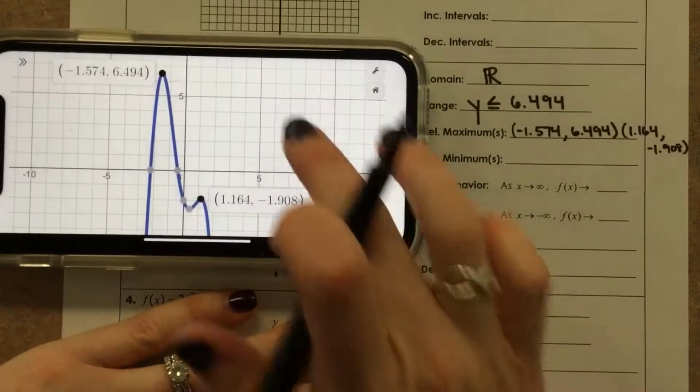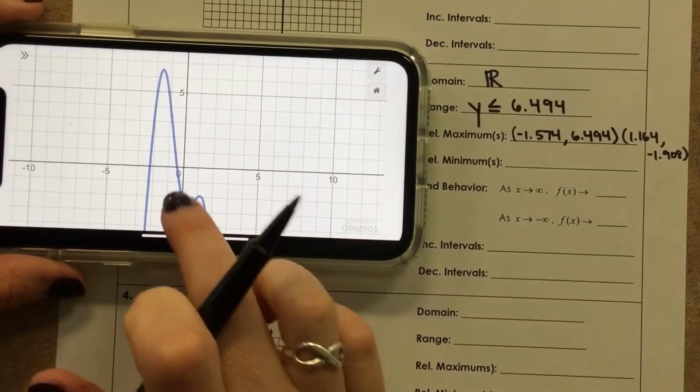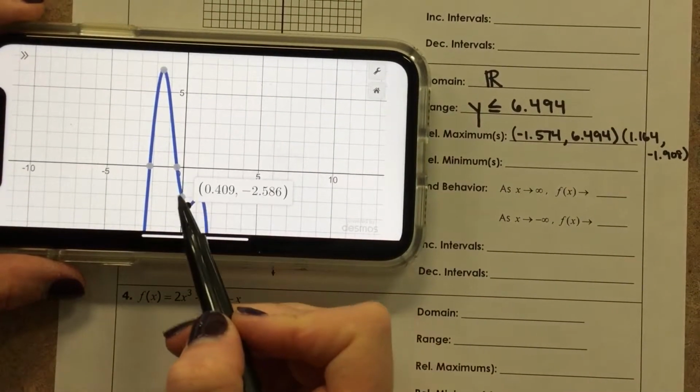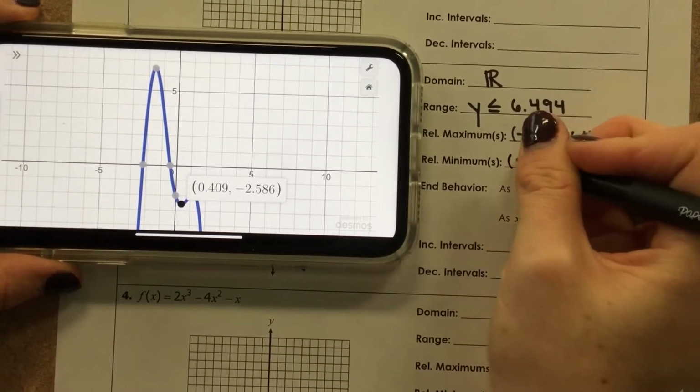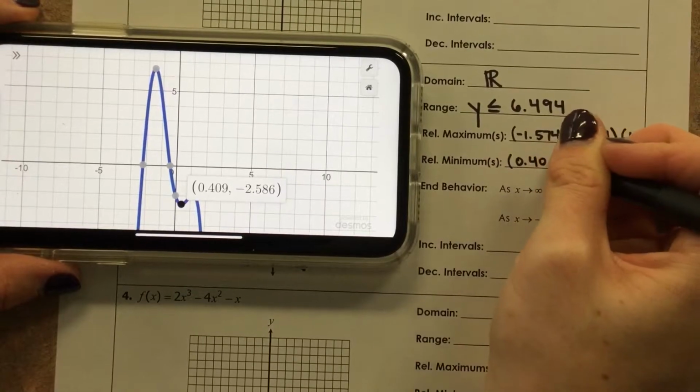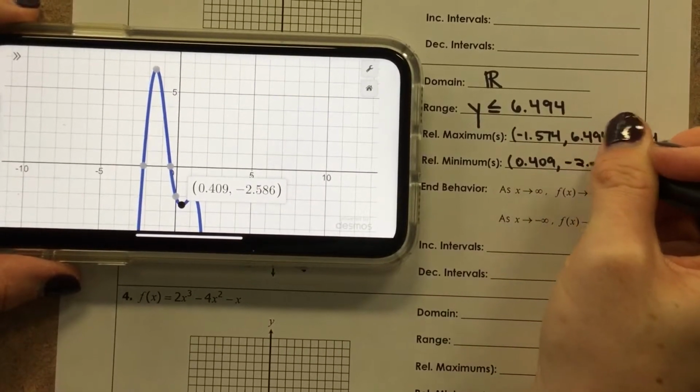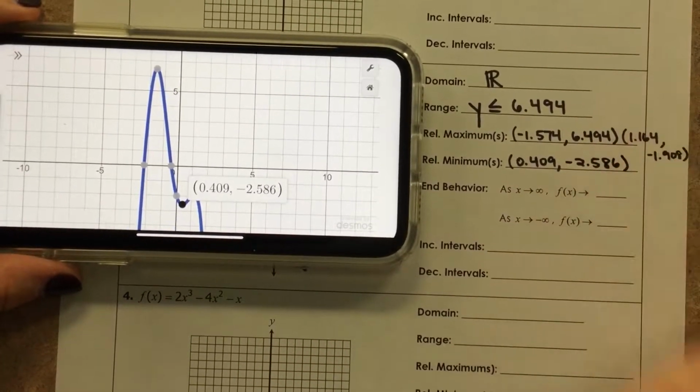And then relative minimum is just this little valley of the graph right here. It's going down, turns around for just a second. So that is a minimum point, like a little valley on the graph. So we're going to be doing a lot of Desmos work in this section.